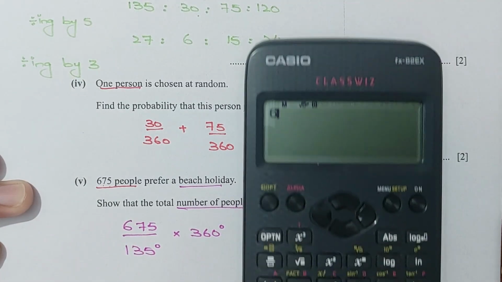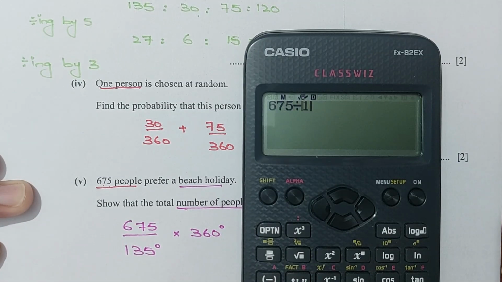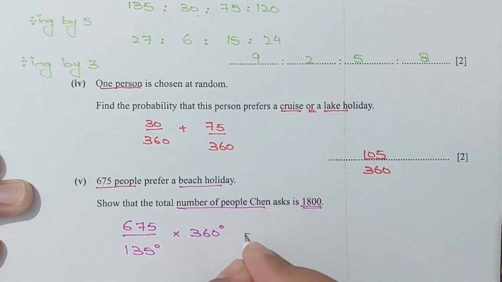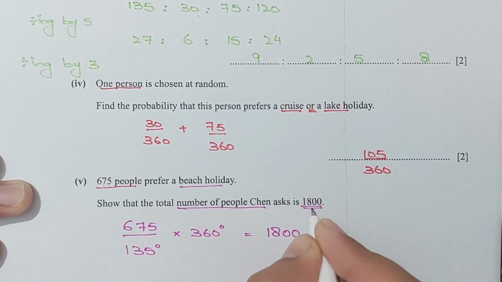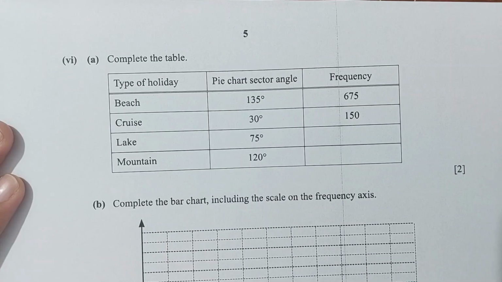Simplify 675 divided by 135 and times it by 360. 1800. So this is proved: 1800. So the total number of people Chen asked is 1800.